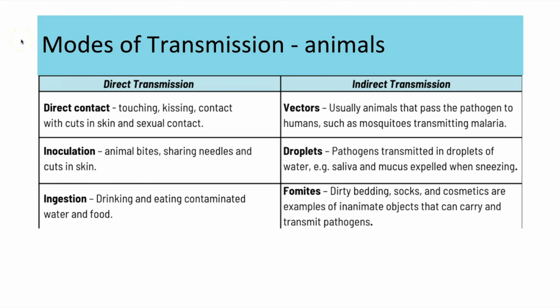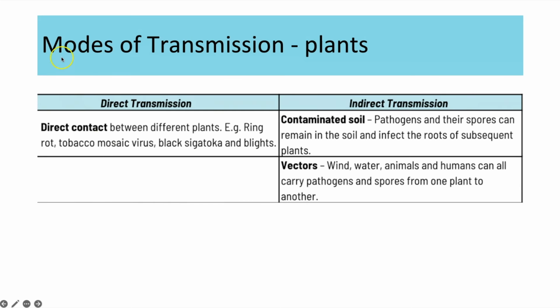Just to make you aware, for the OCR 2025 spec, you no longer have to be able to split these in between what is an example of direct or indirect transmission. So you don't need to know that, but these are all really useful examples to know, so I've decided to still keep it into this video.